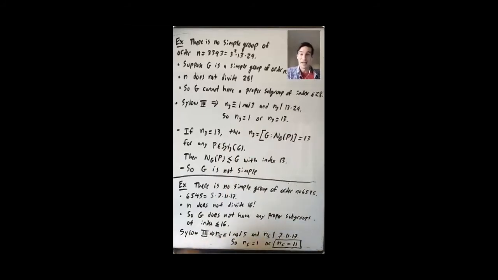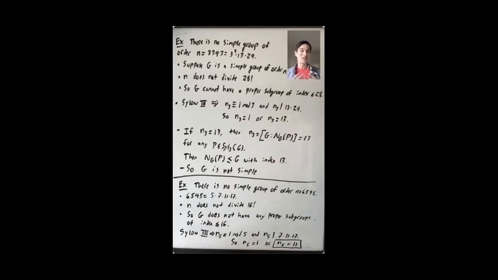n5, that is 11, is the index of the normalizer of that Sylow 5 subgroup in the whole group. So whatever that normalizer is, it's a subgroup of index 11, which is less than 16. So we see by this previous argument that G is not simple. Okay, so that's how this technique works.